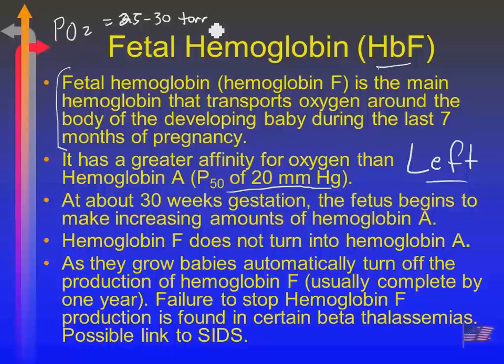And towards the latter portions of pregnancy, we start developing hemoglobin adult, and that hemoglobin F just kind of goes away. Key part to remember is that fetal hemoglobin doesn't turn into adult hemoglobin. Adult hemoglobin starts to become manufactured, and the hemoglobin F just kind of gets destroyed in the normal process. And usually by about a year, that is entirely turned off. There are some pathophysiologies, you don't need to know it yet, where that process doesn't stop, and whether or not this is related to SIDS or not is up for debate.